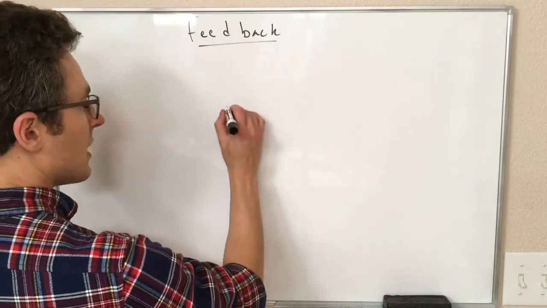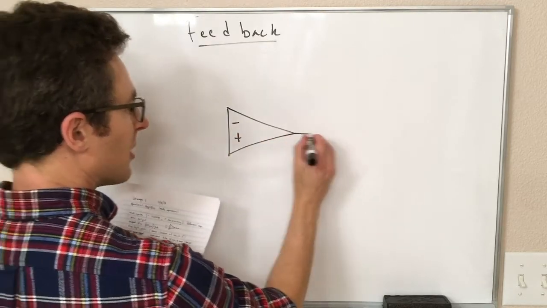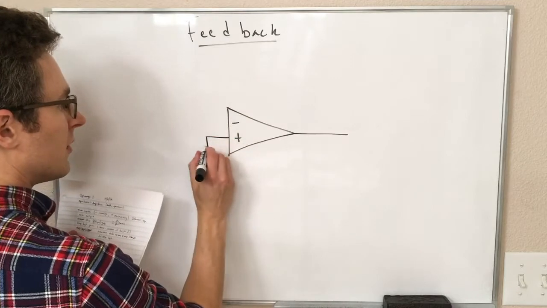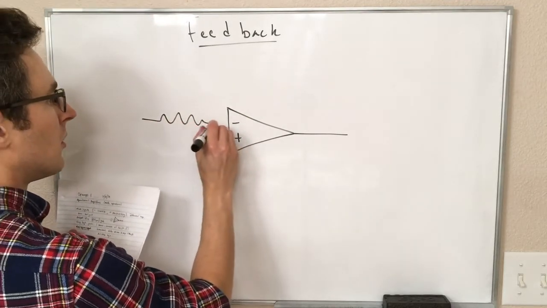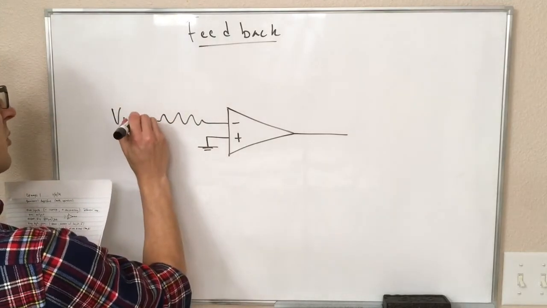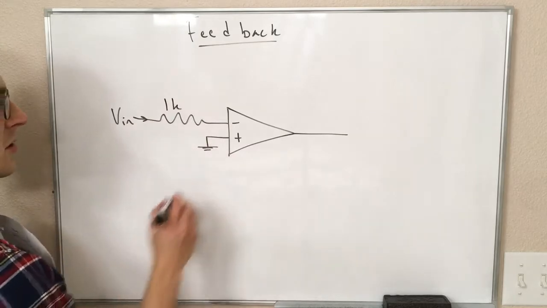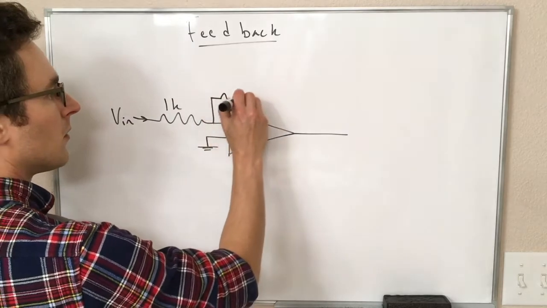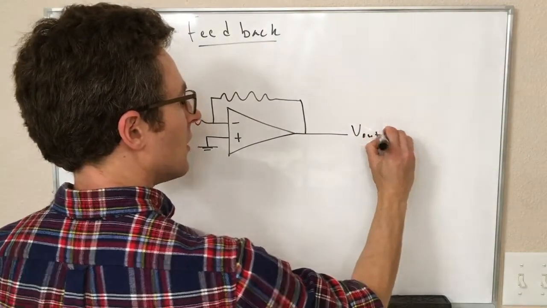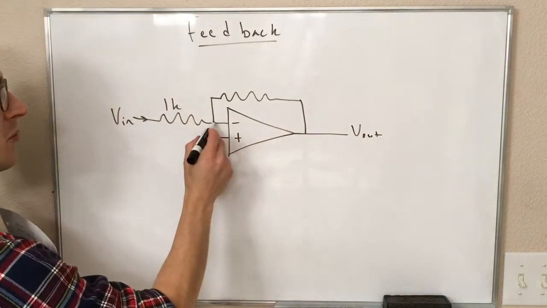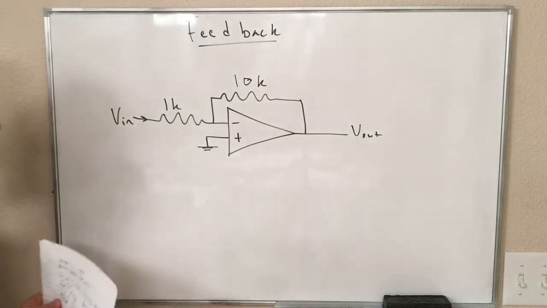So let's imagine we have the following circuit. We have our op amp, and our non-inverting input we're going to connect to ground. Our inverting input, we're going to send some input voltage to this via a 1K resistor. And we're going to connect the output of this back to the input of this with a 10K resistor.